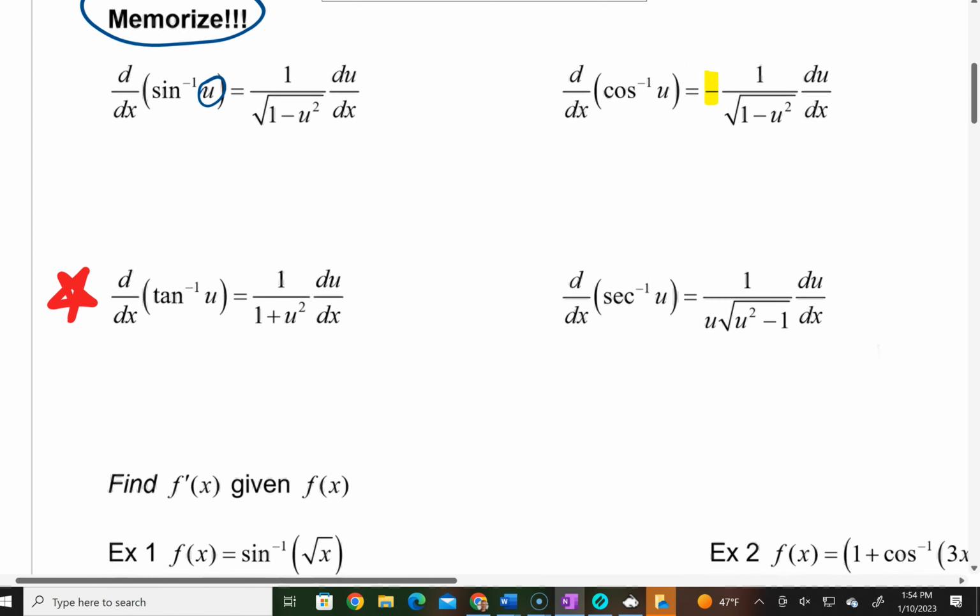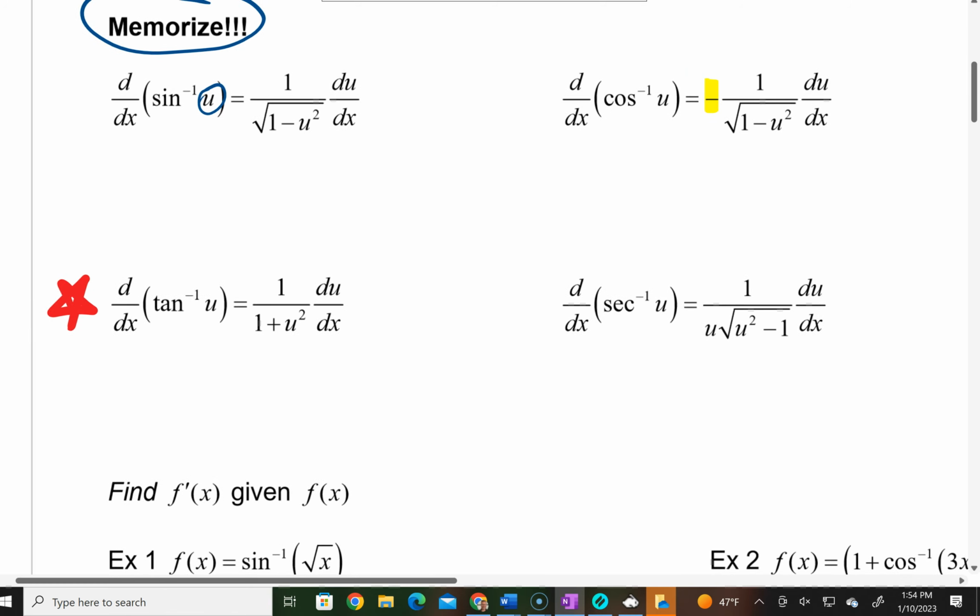The last one is probably the least commonly asked, but it's by far the strangest looking. And that's inverse secant. So if you take the derivative of inverse secant of u, you get 1 over, and wow, look at this, a u outside of the radical, square root of u squared minus 1, then chain rule. You do du dx.